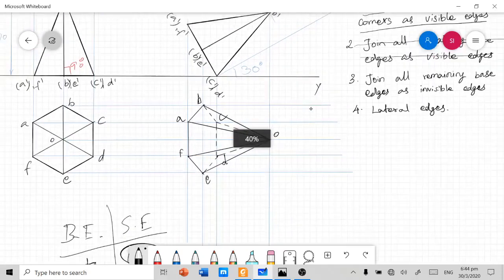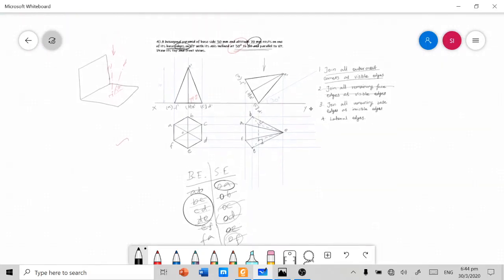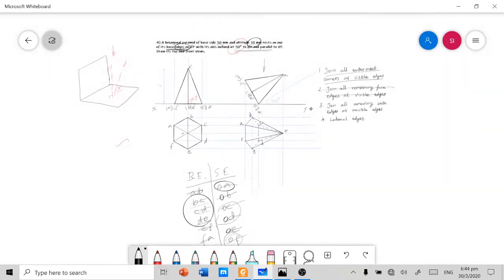Yes. Now the work has completed. We connected OA, OC and OF, OD also. So in this way you can draw the front and top views of a hexagonal pyramid when its axis is inclined at 30 degree to HP and parallel to VP, and it is resting on HP by one of its base edges.